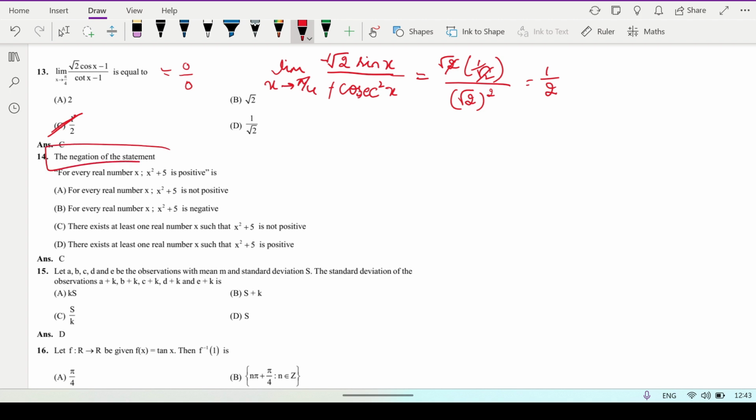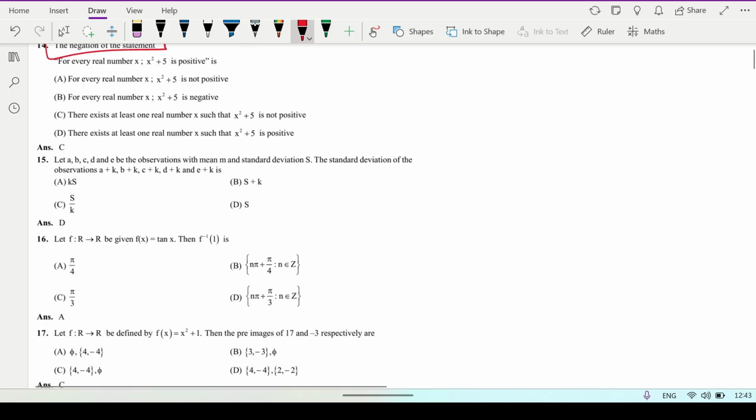The negation of the statement. It is from the mathematical reasoning chapter, which was deleted earlier. Therefore, this was given grace in 2024. So, we will not discuss the answer here. Negation of statement, mathematical reasoning chapter is not there.